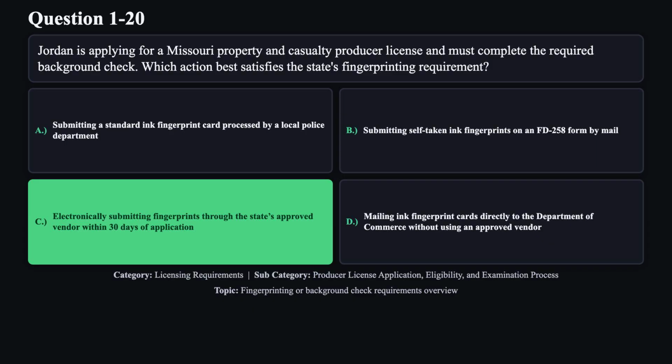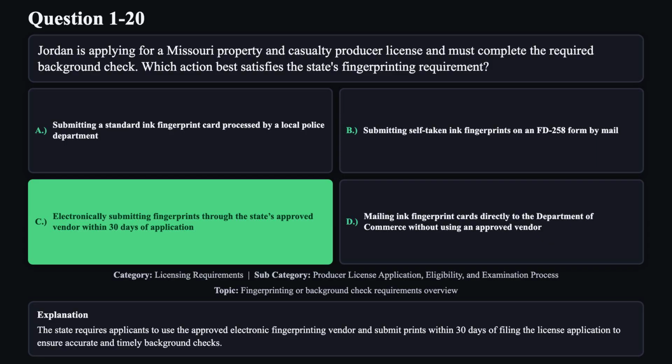The correct answer is C. The state requires applicants to use the approved electronic fingerprinting vendor and submit prints within 30 days of filing the license application to ensure accurate and timely background checks.